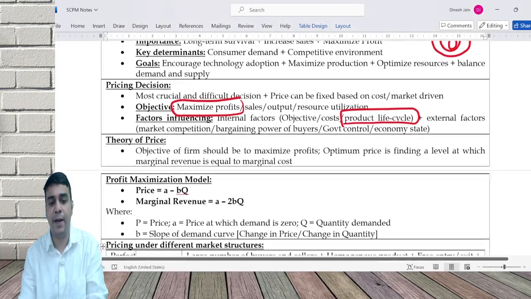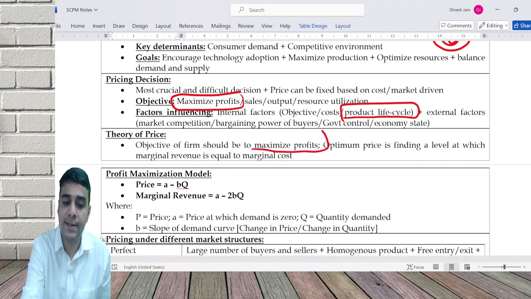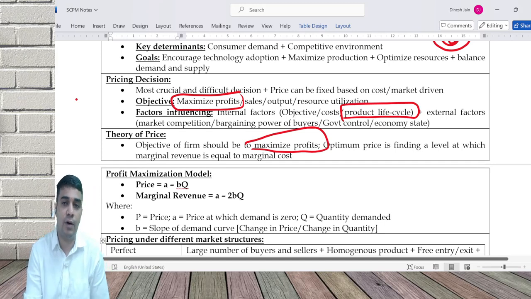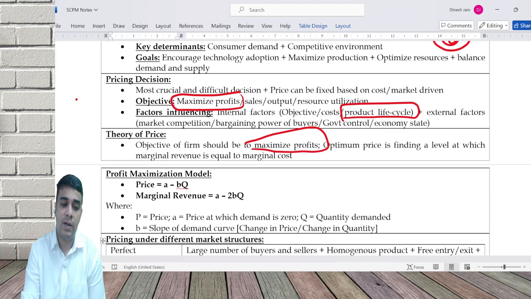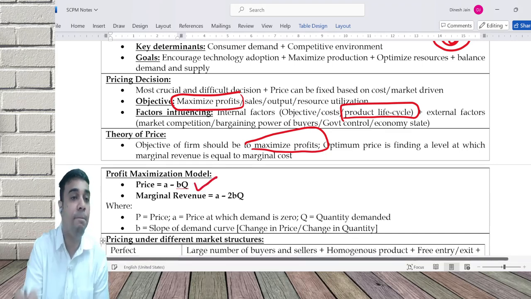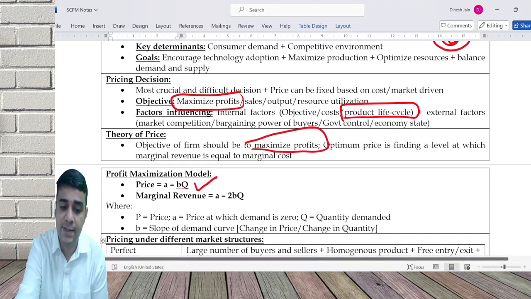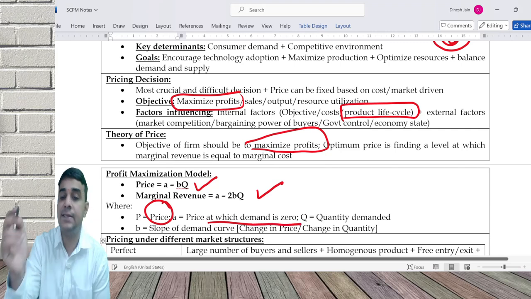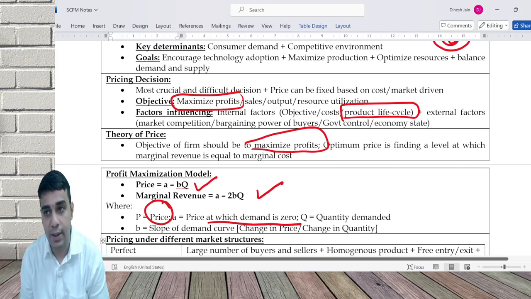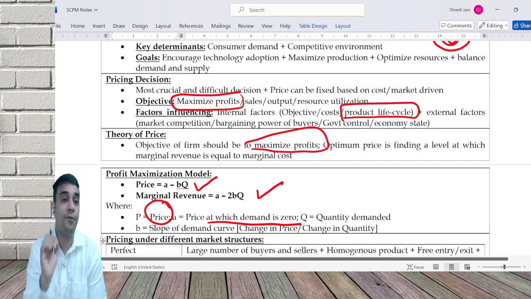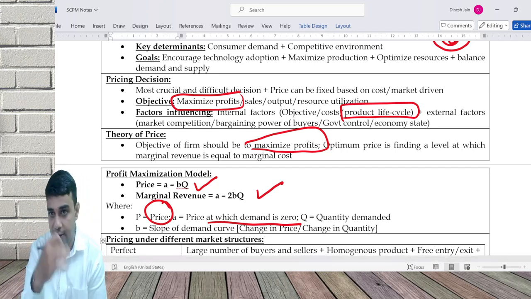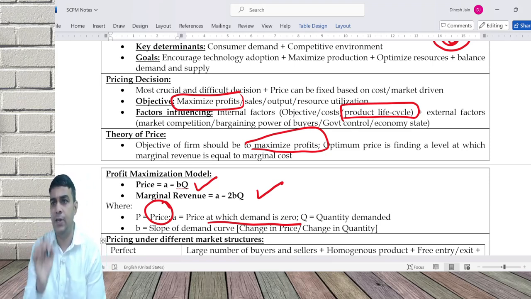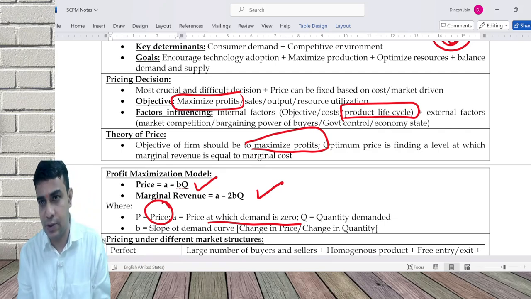So theory of price, objective should be to what? Maximize profit. Objective is to find a level at which marginal revenue is equal to marginal cost. Price is equal to A minus BQ. Marginal revenue is equal to A minus 2BQ. P is price. A is price at which demand is 0. Q is quantity demanded. B is slope of demand curve, the technical name, change in price by change in quantity. Any doubts on this?